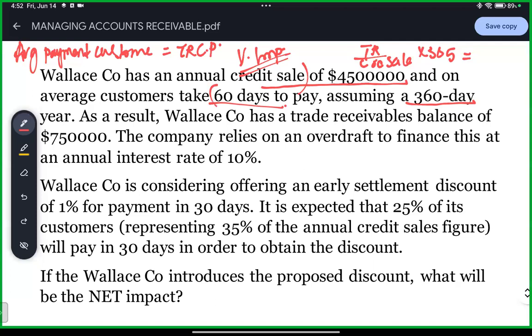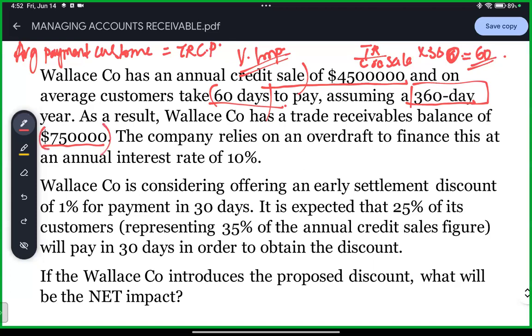So if this 60 days is not given in the question, here you have to take 360. So normally it is 365, but it is clearly said in the question you take 360. So that's why you have to take 360. Likewise, you can also calculate your number of days as well. If it is directly given, don't bother about it. As a result, Valdez has a trade receivable balance of 750,000. So if a customer is allowed to take 60 days, and they have a time frame of 60 days, this is your total receivable.